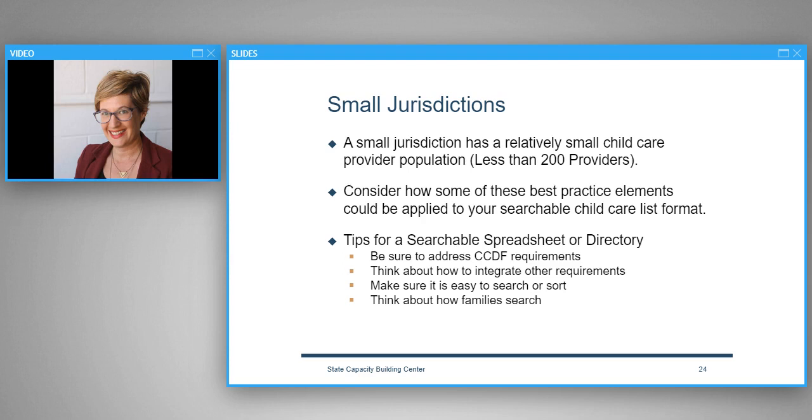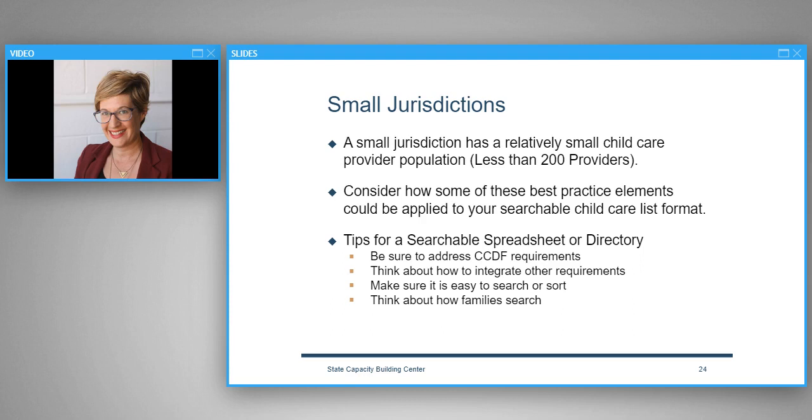If you're in a smaller jurisdiction, consider how some of the best practice elements that we outlined in this presentation could be applied to your searchable list. For instance, you may be able to include a link to each provider's inspection reports directly in the list. You may also be able to include some additional information about childcare services offered, such as ages served, hours of operation, or provide a brief profile on each provider.